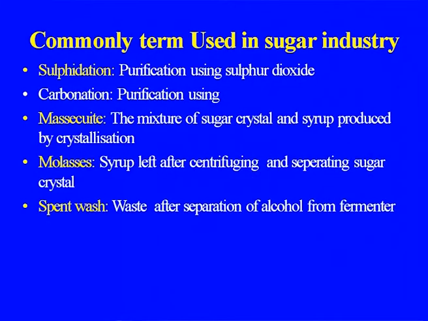Then sulfitation: purification using sulfur dioxide. Carbonation: purification using carbon dioxide. Massecuite: the mixture of sugar crystals and syrup produced by crystallization. Molasses: the syrup left after centrifuging and separating the sugar crystals. Then the spent wash, after separation of the alcohol from the fermenter.